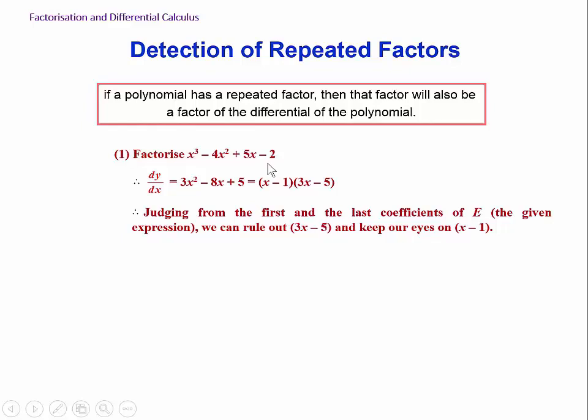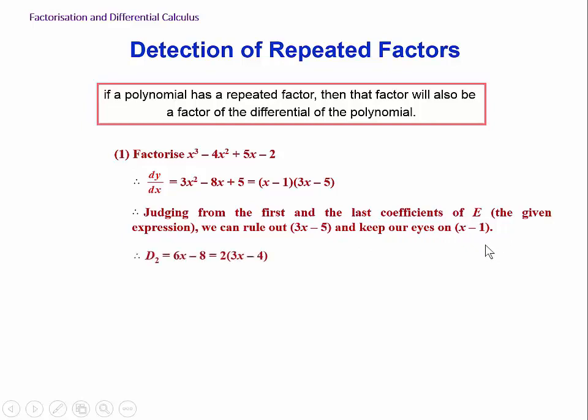It's also actually a factor of here, of the cubic, and we can prove that by simply putting x equal to 1 in there and showing it comes to 0. Because if x is 1, we get 1 minus 4 plus 5 minus 2, which is 0. 3x minus 5 can be ruled out, as THG says, because 3x doesn't divide into x cubed and 5 doesn't divide into 2. So we can rule out 3x minus 5 and keep our eyes on x minus 1.